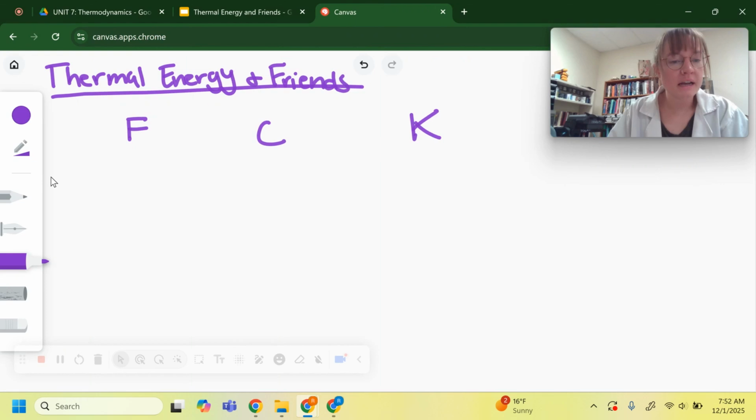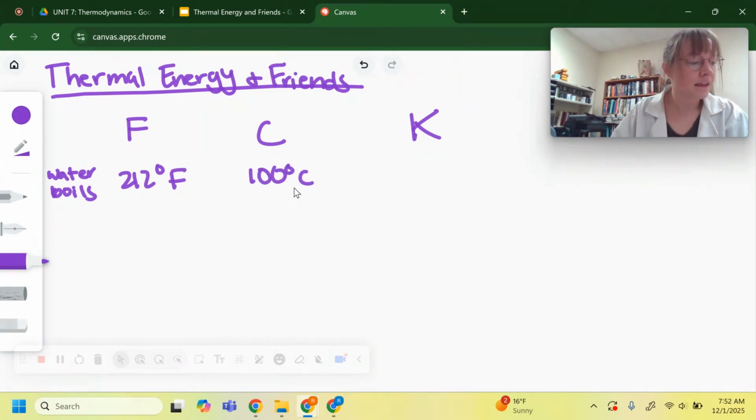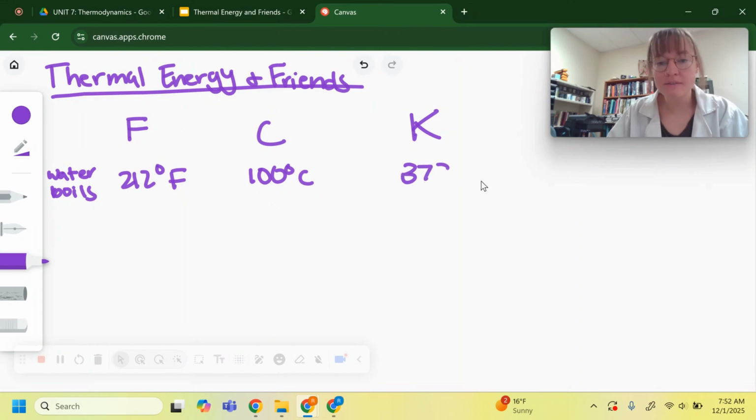In Fahrenheit, water boils at 212 degrees Fahrenheit. In Celsius, water boils at 100 degrees Celsius. And in Kelvin, water boils at 373 Kelvin.